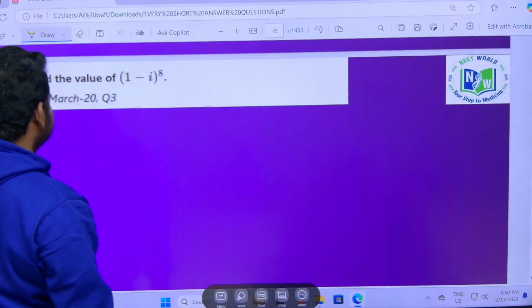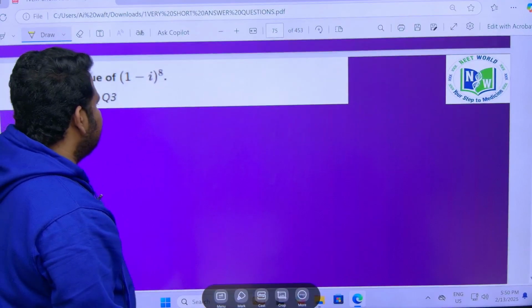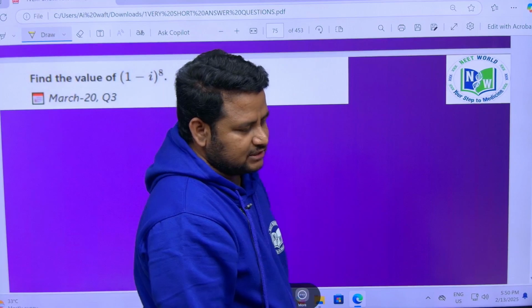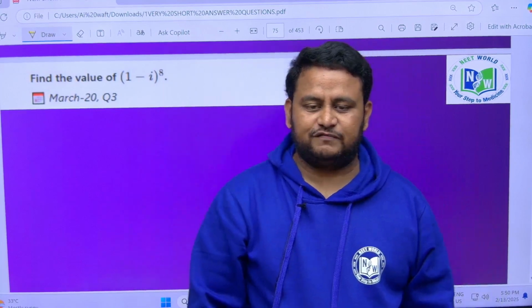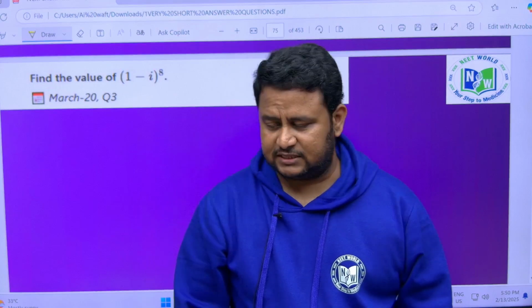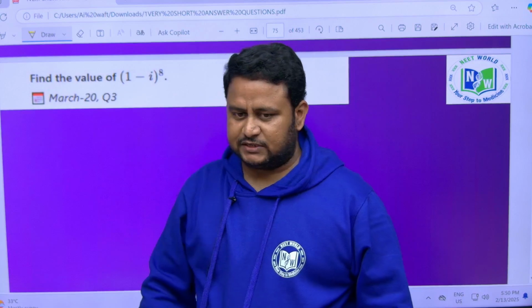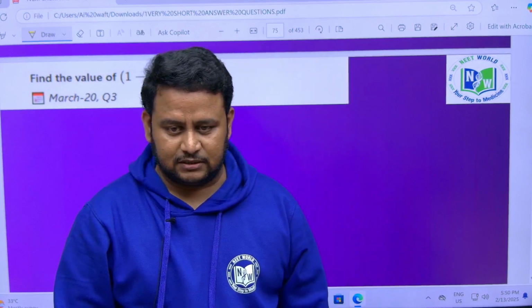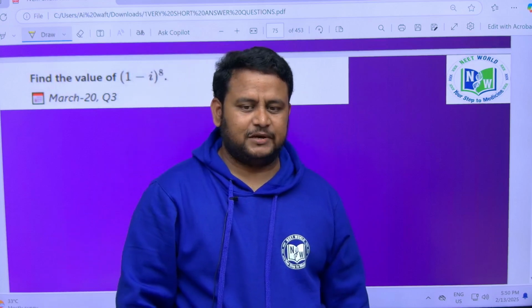Next question. See here, friends, they are given: find the value of (1 minus i) to the power of 8. Suppose they had given (1 minus i) to the power of 2, 3, or even 4, you could have found it out. Here they are given the power of 8. That's what I told you: nth root of a complex number, or powers of a complex number.